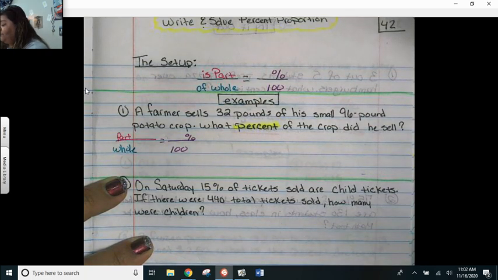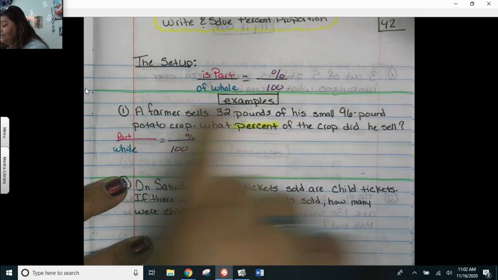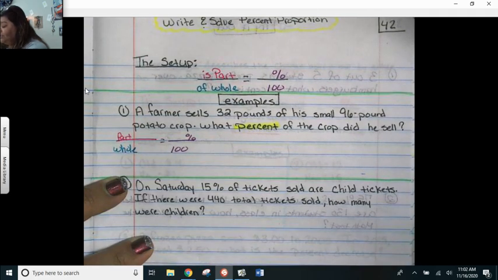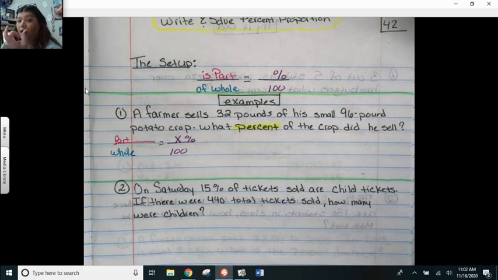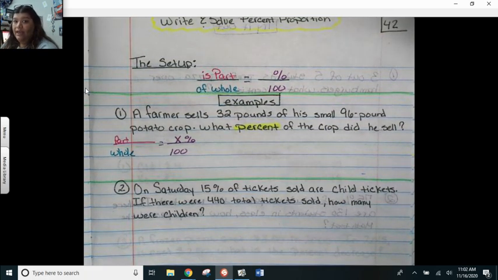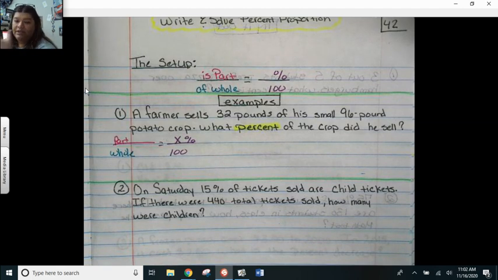So we have to figure out, obviously, I do not see a number with a percent sign. So that is going to be our variable. So I have to figure out the part and the whole amount. The whole amount is pretty much a generalized term: the students, the crop. And the part is, what's the part I'm talking about? The girls, the boys, how much he sold. Stuff like that.